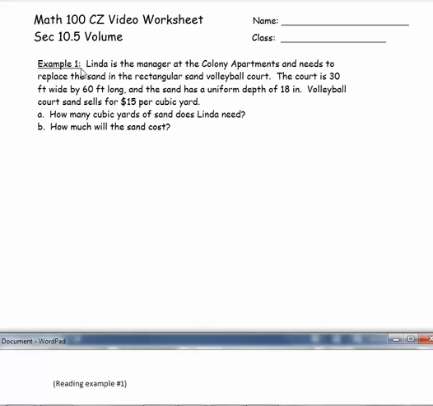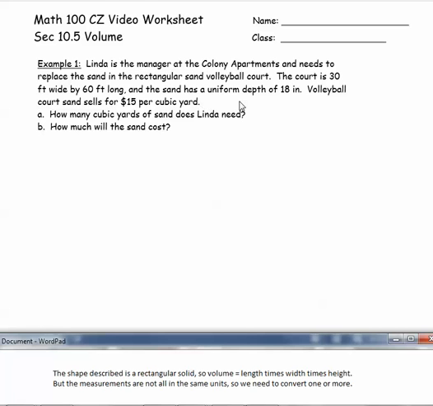Example 1 says, Linda is the manager at the Colony Apartments and needs to replace the sand in the rectangular sand volleyball court. The court is 30 feet wide by 60 feet long, and the sand has a uniform depth of 18 inches. Volleyball court sand sells for $15 per cubic yard. How many cubic yards of sand does Linda need, and how much will the sand cost?